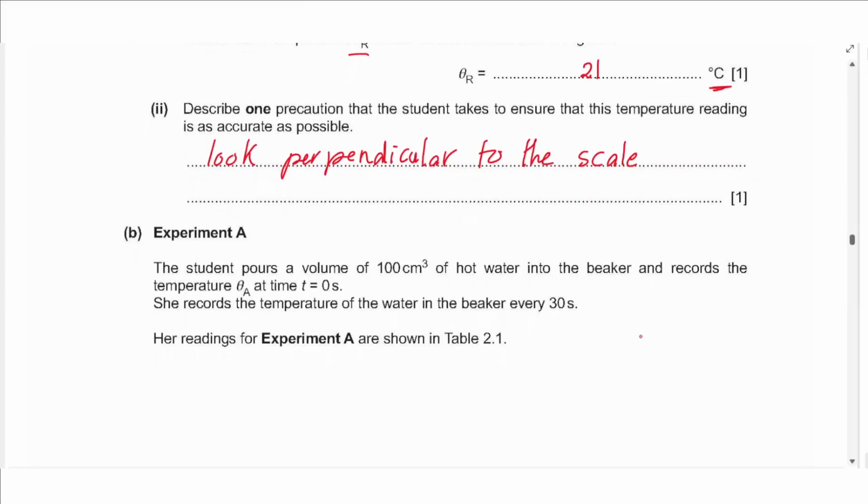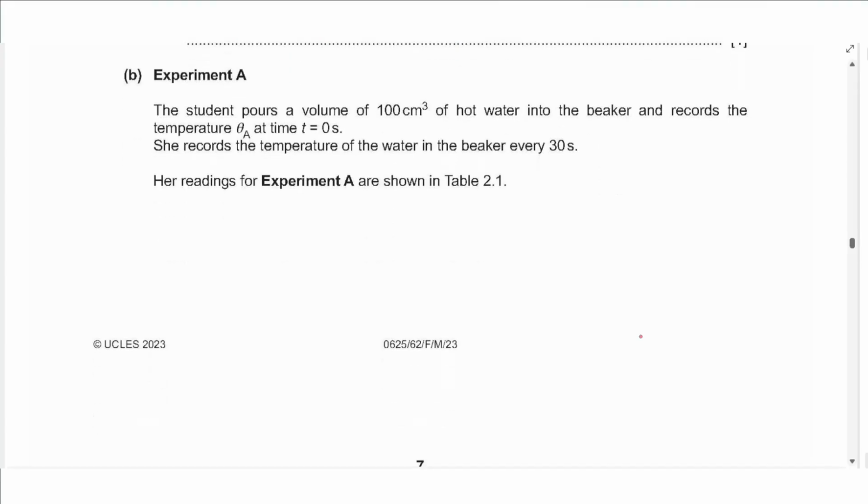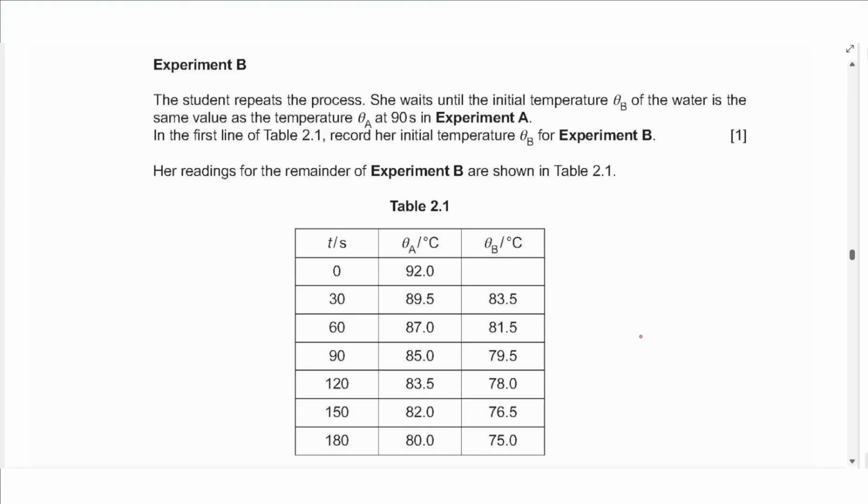Question B says, experiment A, the student pours a volume of 100 centimeter cubed of hot water into the beaker and records the temperature theta A at time equals 0 seconds. She records the temperature of the water in the beaker every 30 seconds. Her readings for experiment A are shown in table 2.1. Experiment B, the student repeats the process. She waits until the initial temperature theta B of the water is the same value as the temperature theta A at 90 seconds. So this is 90 seconds.